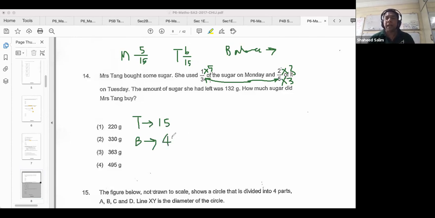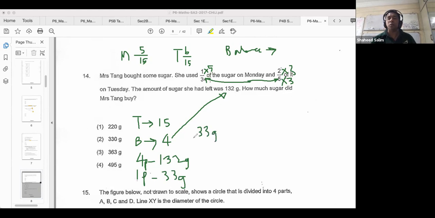4 parts is how much? It's 132 grams. 4 parts, 132 grams. What is 1 part? You divide. 1 part is 132 divided by 4. How much do you get? I'm going to check. You get 33, not 44. 33 grams is for 1 part, right? How many parts is total? 15 parts is total. So you must times by 15. You will get 495.